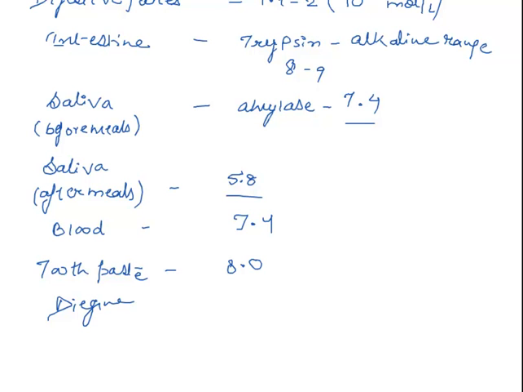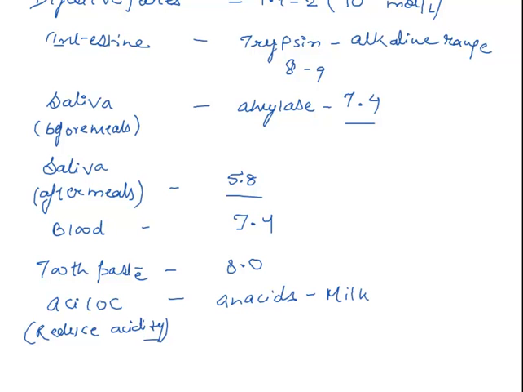Now what should be the pH of Digene or your Aciloc or any substance which you are using for reducing acidity? Say I am writing Aciloc. What will be its function? Aciloc is a medicine used to reduce acidity. So it will go in the stomach and reduce the acidity, or it will react with the excess acids. Most of the antacids contain milk of magnesia.